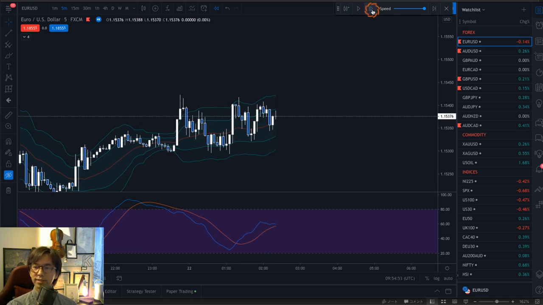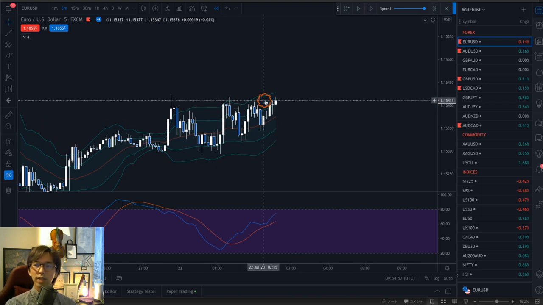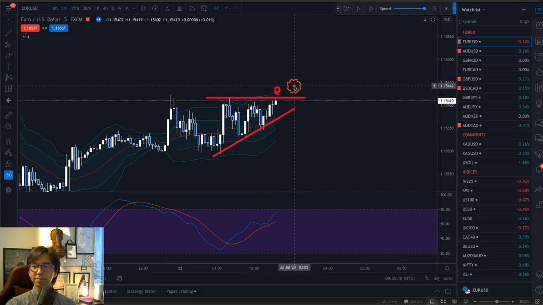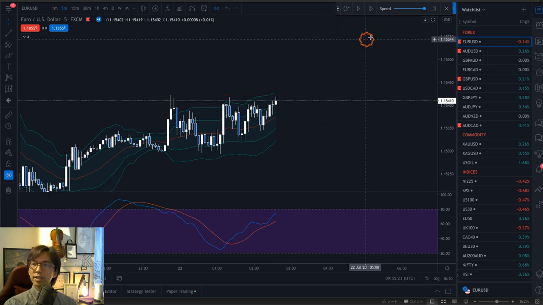Still ranging, not really going up. Okay, so now here I see an ascending triangle, which is quite an interesting setup for the uptrend. And at the breakout, that will be the confirmation to buy. One of the confirmations. And then what I would be doing is I would expect the breakout of the recent high upwards this way. So let's see if it happens.